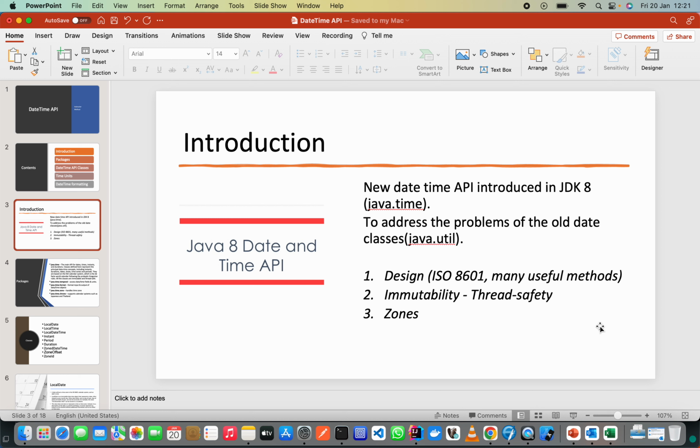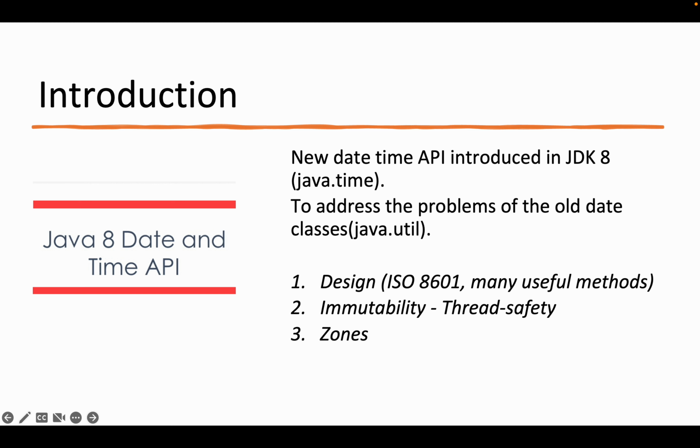So the first thing, as I've mentioned, is that the new DateTime API was introduced in JDK 8, and we saw that it was put in a package called java.time. So all other packages are sub-packages of these packages. And the reason for this new DateTime API was to address the problems of the old date classes that were put in java.util.